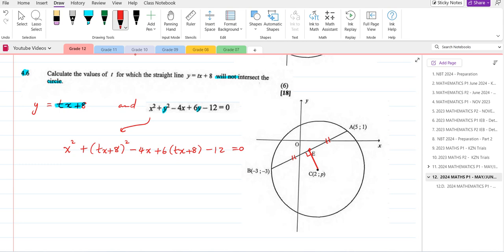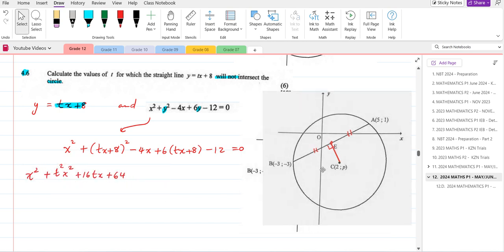Alright, so let's solve this. We have x squared plus t squared x squared. I squared this. The product of these two times 2, you're going to get 16tx. 8 squared is 64. Right, so far I've just managed to expand that. I need more space here, right? Let's move this to one side.